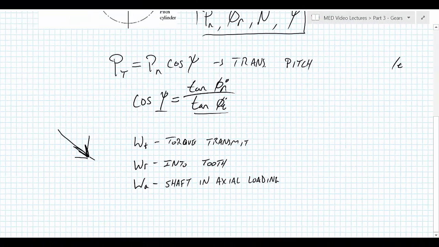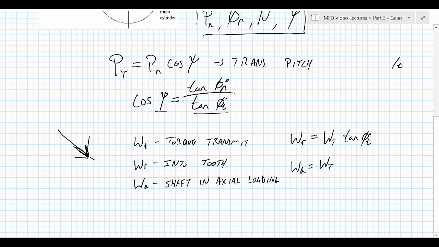What this looks like for most of our situations, again, is that it's easy to find the Wt, and we'll be interested in what the Wr and Wa are with respect to that. If you have a tangential load, you can multiply it by the tangent of the transverse pressure angle and find your radial load. And same thing with the axial: you can take your tangential load and multiply it by the tangent of the helical angle, and you'll come up with the response in the radial and axial directions to that load.